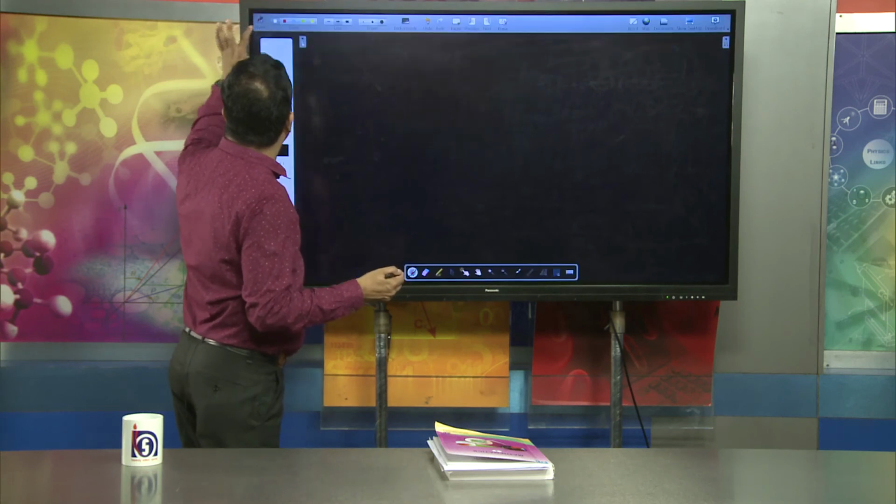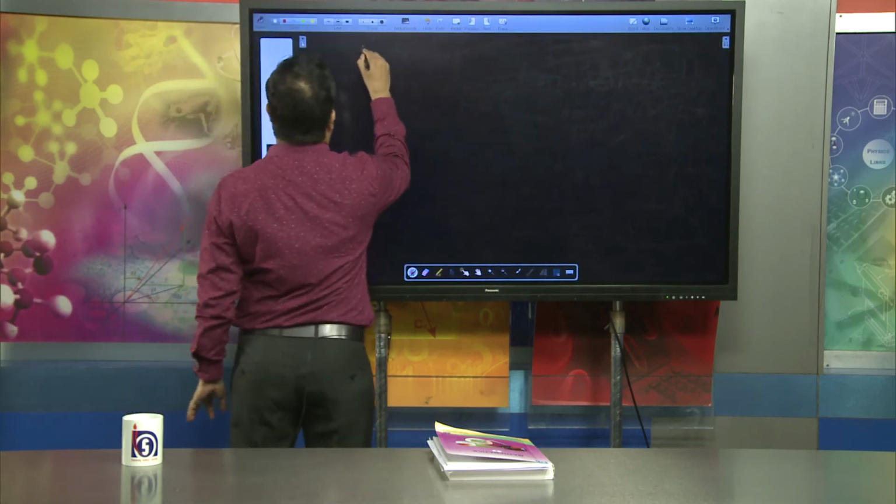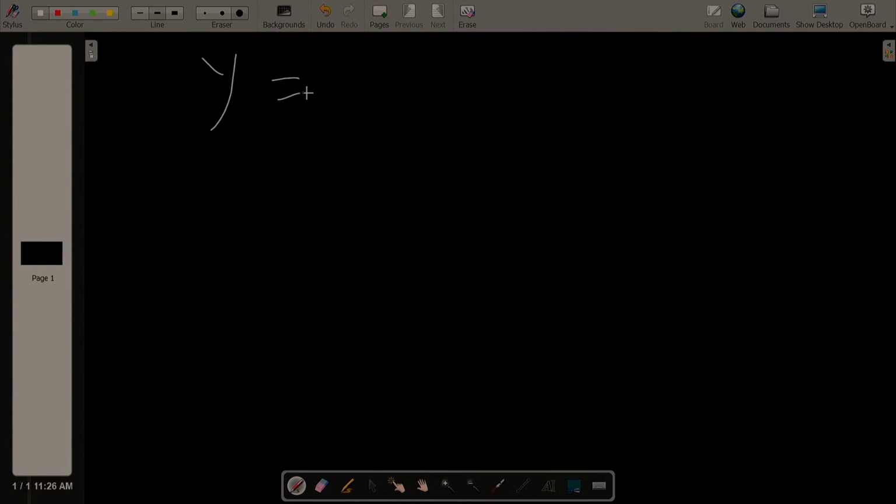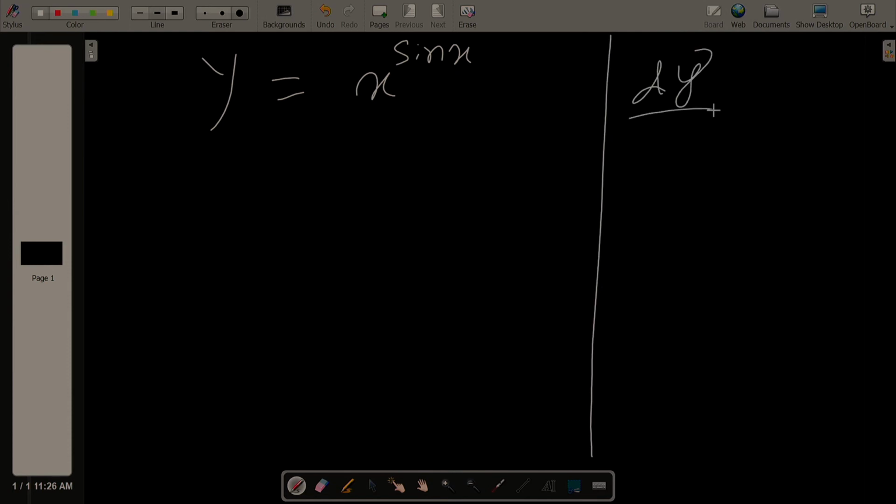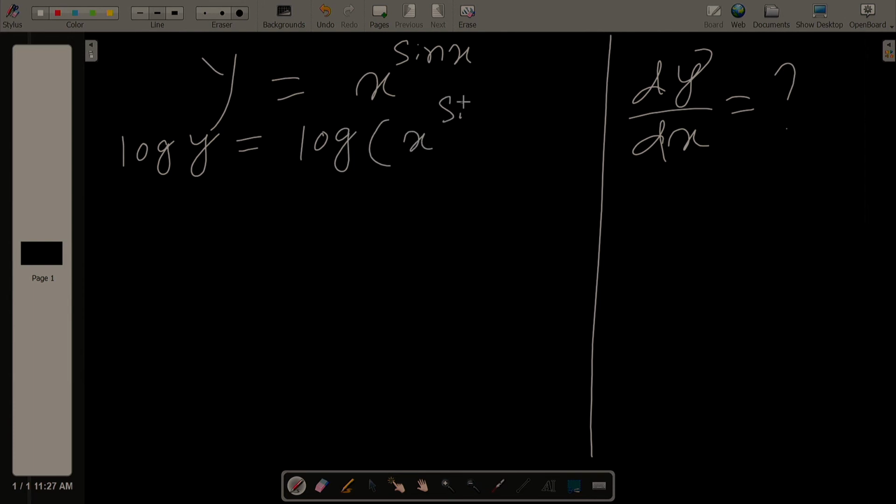How do we have to find it? Suppose I have taken y equal to x raised to the power sin x. Okay. Now, what will be the value of dy by dx? That means the derivative of x raised to the power sin x. So, what will we do here? I will take log on both sides: log y equals log x raised to the power sin x.